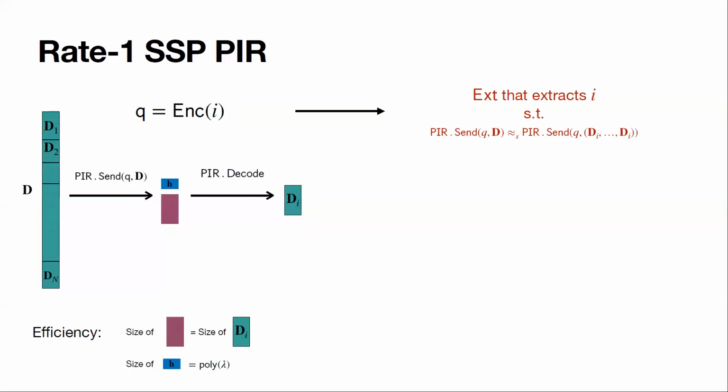And for SSP, similarly as before, we want that there is an extractor that extracts the index I from the query Q, such that sending D is statistically indistinguishable from just sending D_I. And we know that PIR with these properties exists from the DDH assumption from previous work.